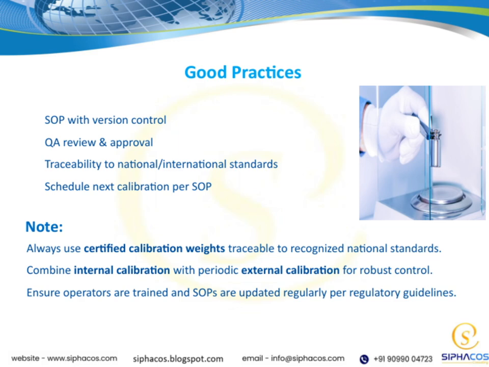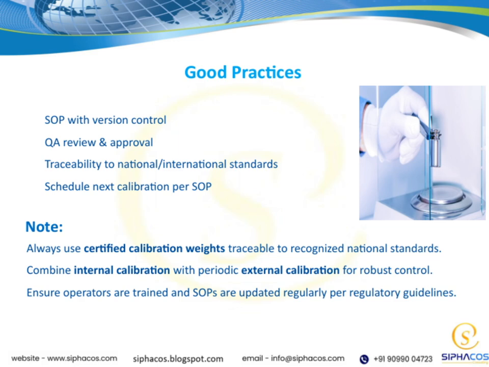It's also essential to ensure our operators are properly trained. Regular training keeps everyone up to date with the latest procedures and regulatory requirements. Speaking of procedures, our standard operating procedures, or SOPs, should always be current and include version control. This way, we can easily track changes and ensure everyone follows the latest guidelines. Additionally, having a quality assurance review and approval process helps maintain high standards.